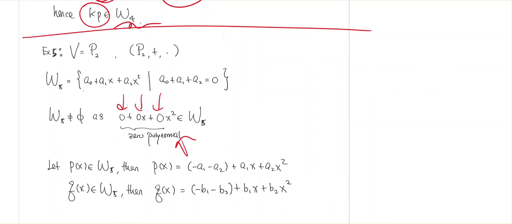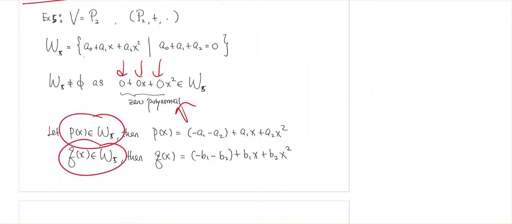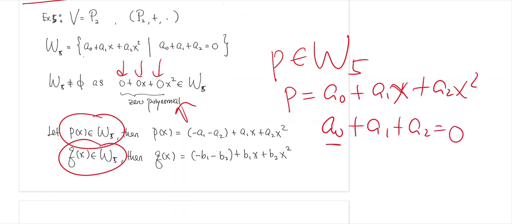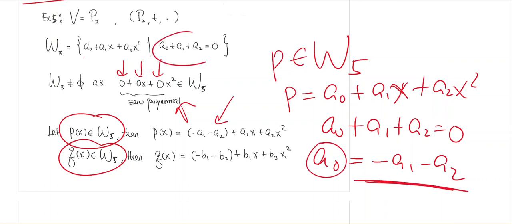Now if you take two elements from W5, this is one way you can do it. You don't really have to do it this way; I'm going to show you one alternative. Since P is in W5, if you write P as A0 plus A1x plus A2x squared, we know that A0 plus A1 plus A2 has to be 0. So we can write A0 in terms of A1 and A2: A0 is minus A1 minus A2. That's what you see right here. I'm substituting my A0 with this, because they have to satisfy these equations. I'm doing the same thing for Q, so I have something that looks like that.